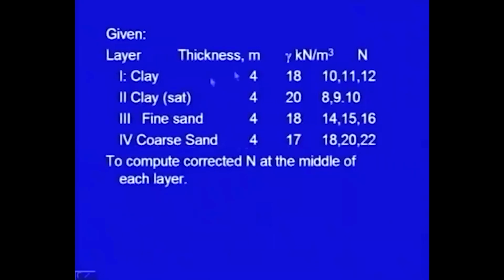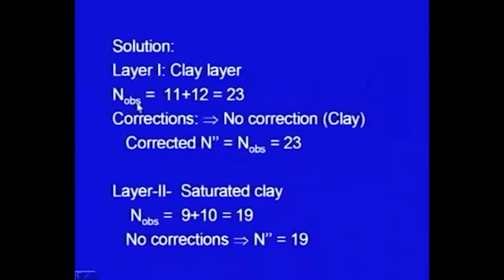Now, N observed. As I discussed, there are 3 values available. The first value normally we will not take into account. We consider that when we were advancing the borehole, there should have been some disturbances. Because of that, this value may not be representative. So, we consider only these 2 values, 15 centimeter plus 15 centimeter. For 30 centimeter penetration, we take this N 11 plus 12. So, N observed is 11 plus 12, that is 23.